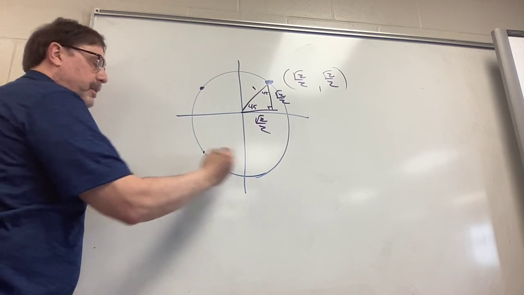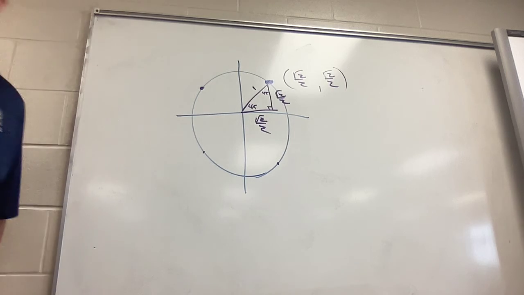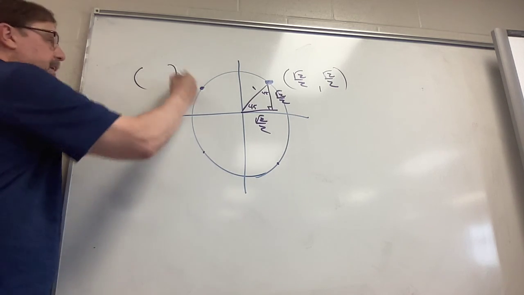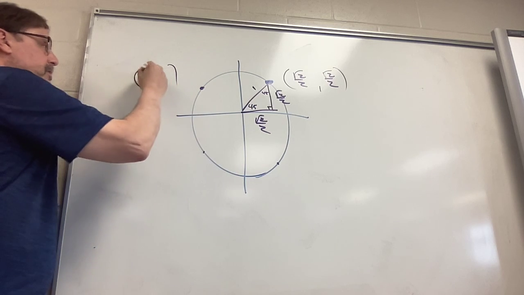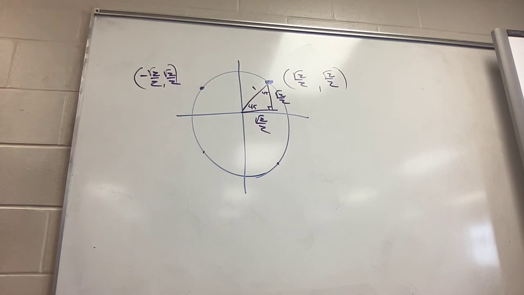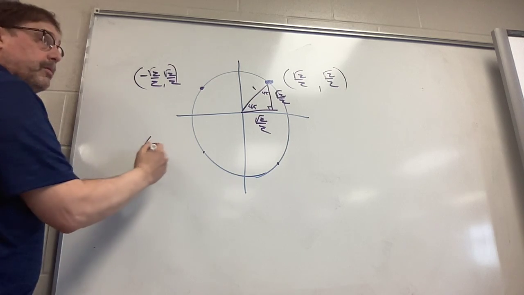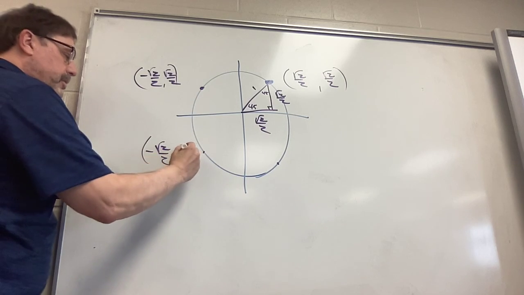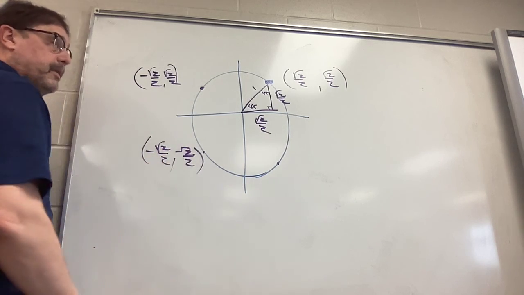We get down in the middle, the middle, the middle. Are they all going to have root 2 over 2s? Yeah. This one here, we go back and up. So it's negative root 2 over 2, up root 2 over 2. Here we go, back root 2 over 2, down root 2 over 2. That's a weird one.